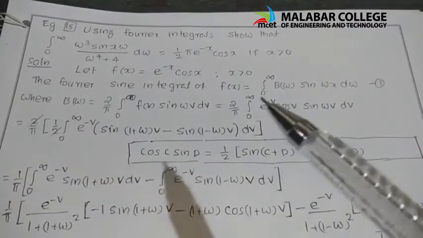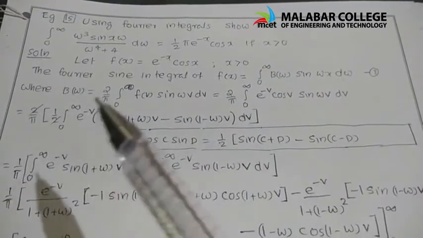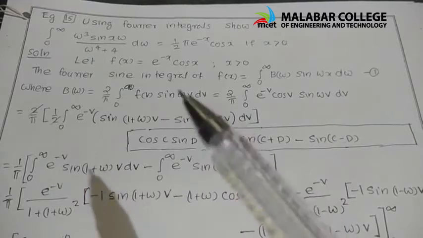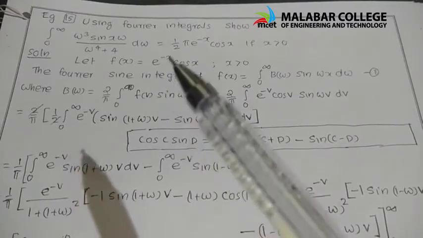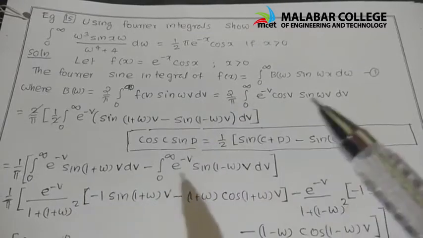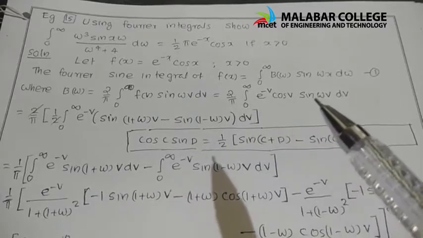The sine integral of f of x is the integral of b omega sine omega x d omega, where b omega equals 2 by pi integral f of v sine omega v dv. And f of v is e raised to minus v cos v. So we substitute e raised to minus v cos v in place of f of v, and sine omega v is as it is.